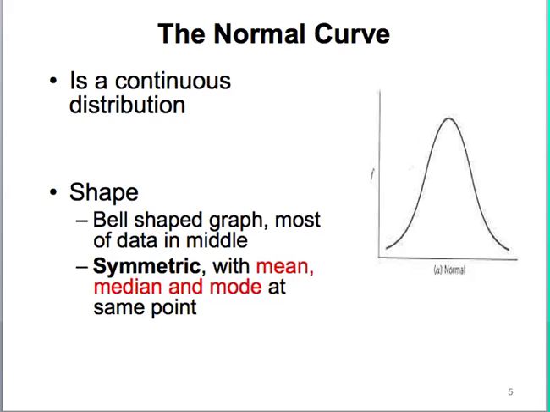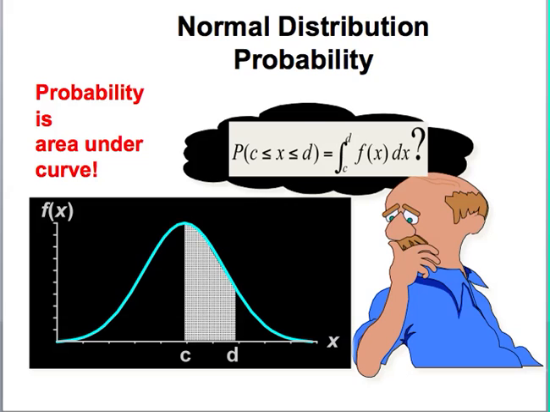Now this is a continuous distribution. The shape of it is bell-shaped. Most of the data is in the middle. It is symmetrical with the mean, mode, and median at the same point. Now, as I mentioned earlier, to find the probabilities, you'll have to find the area under the curve. Now, how do we do that?